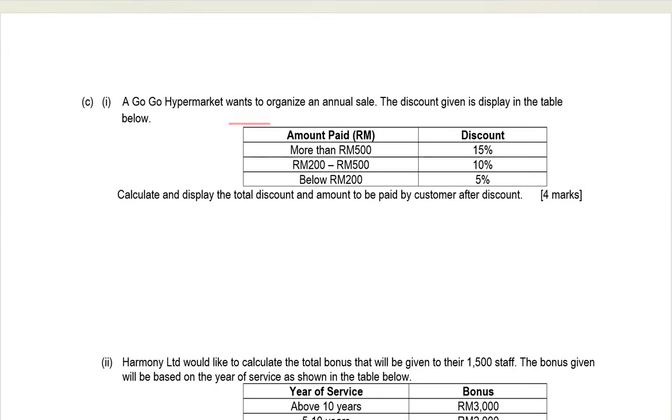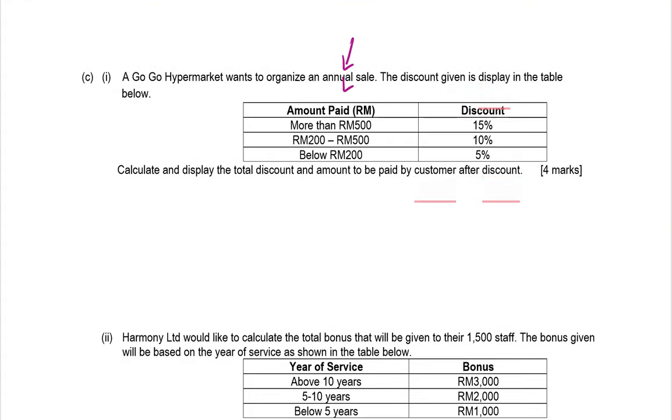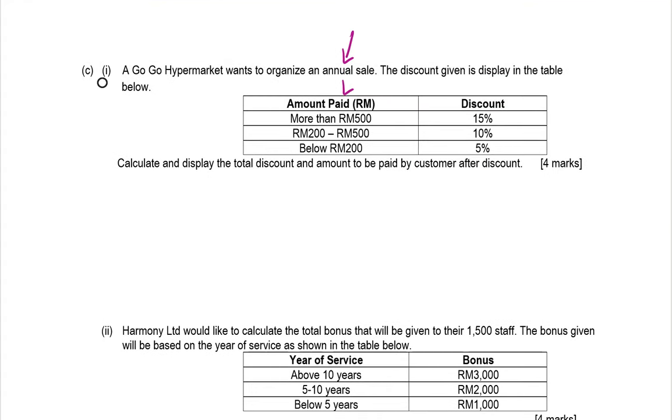We move to question number C. A GoGo hypermarket wants to organize an annual sale. The discount given is displayed in the table below. So calculate and display what? The total discount and amount to be paid by the customer after discount. So now what is the control structure? Of course this one is a selection.